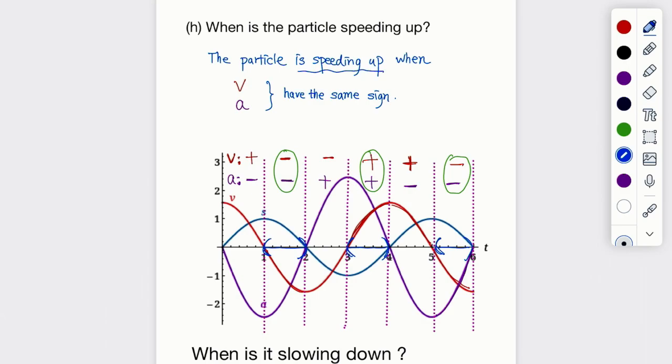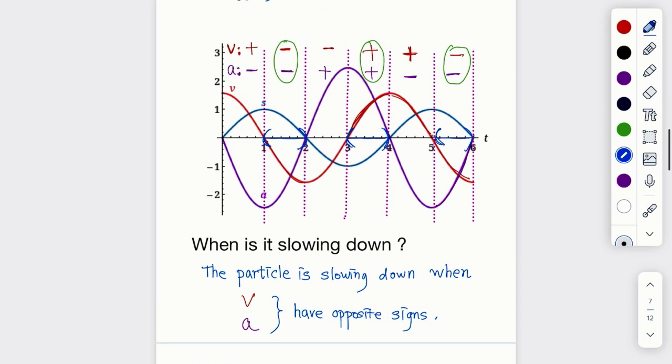So it is speeding up when t is in 1 to 2, and also 3 to 4, and 5 to 6. Last question. When is the particle slowing down? The particle is slowing down when velocity and acceleration have opposite signs. So the particle is slowing down when t is in, you can see here it is actually right here, slowing down because this is an opposite sign.